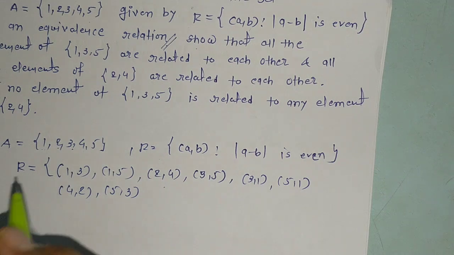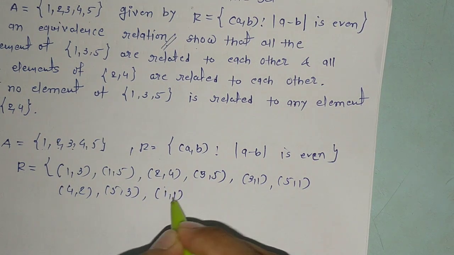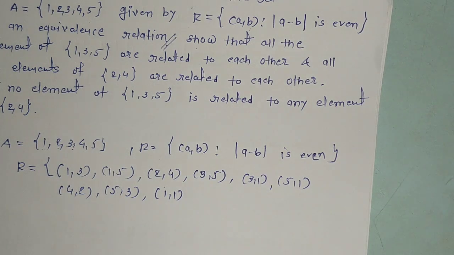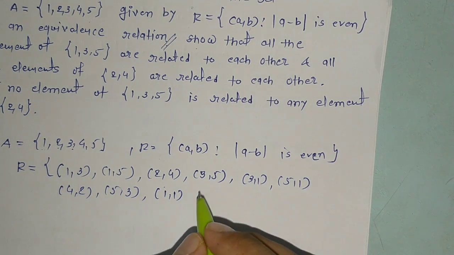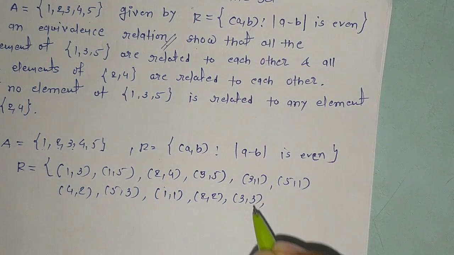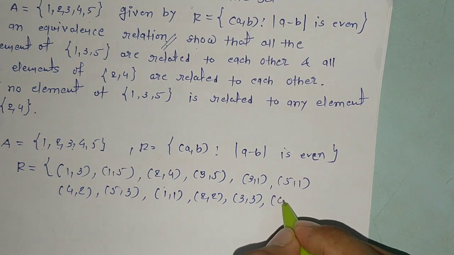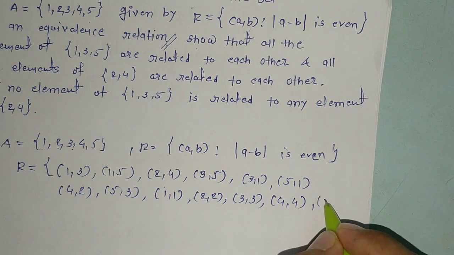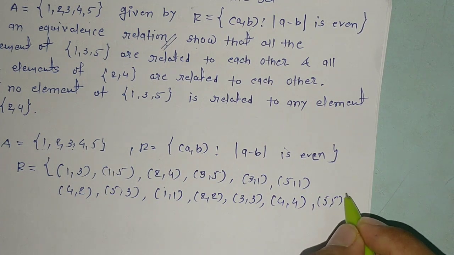Now, if I take the same element, it means if I take 1, 1, the difference is 0 and 0 is an even number. Yes, so 1, 1 also satisfies this condition. 2, 2 also satisfies this condition. 3, 3 also satisfies this condition. 4, 4 satisfies the condition, and 5, 5 satisfies this condition.